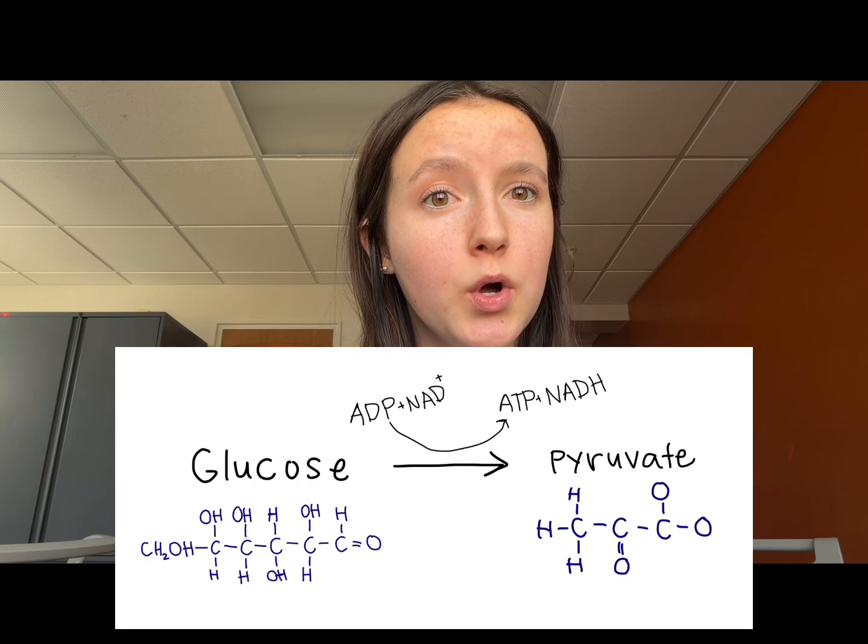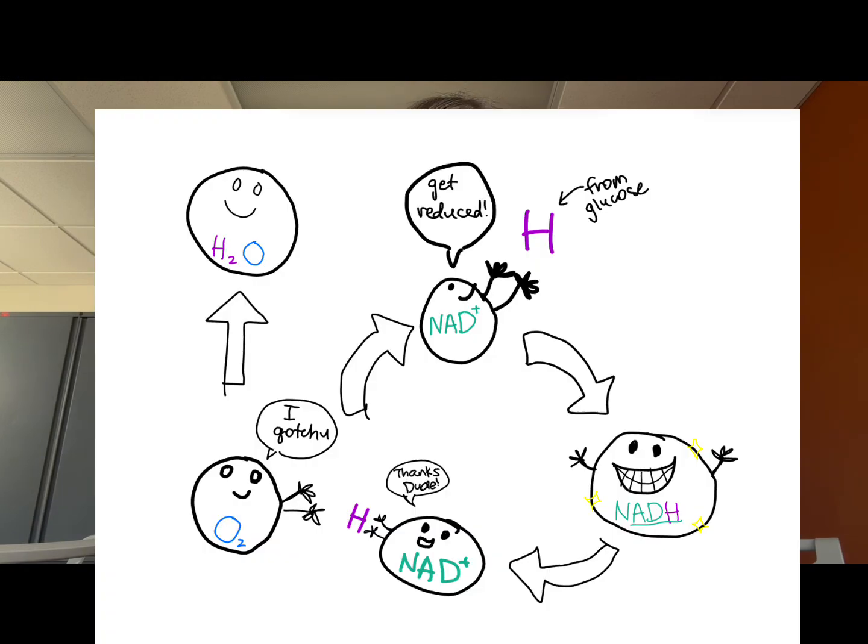NAD+ is essential in the complex ATP synthesis process because it carries electrons and it accepts a hydrogen ion. This allows for glucose to be broken down into the pyruvate molecule, which is how energy is created. However, in our bread dough, there's no oxygen to take the hydrogen ion back from the NADH so that it can be reused as NAD+.